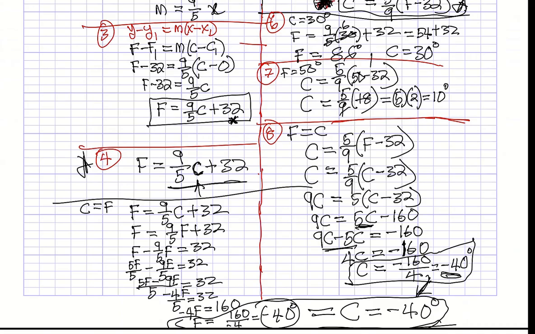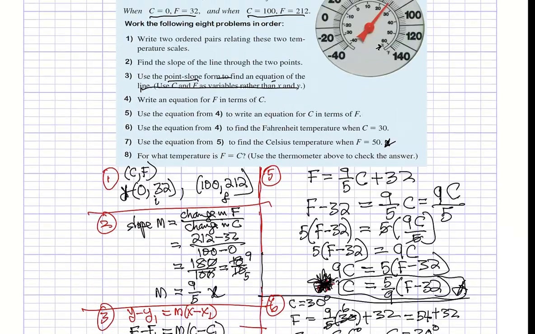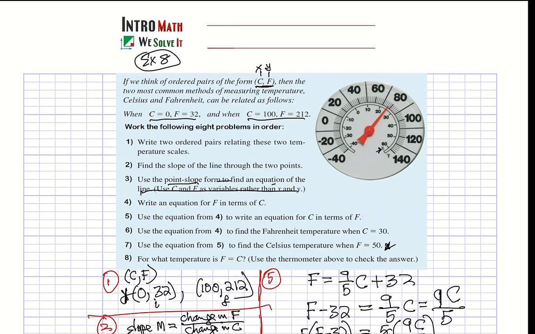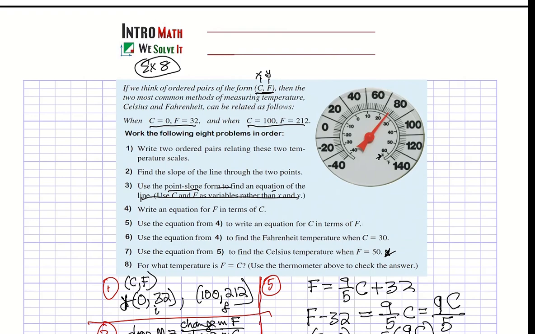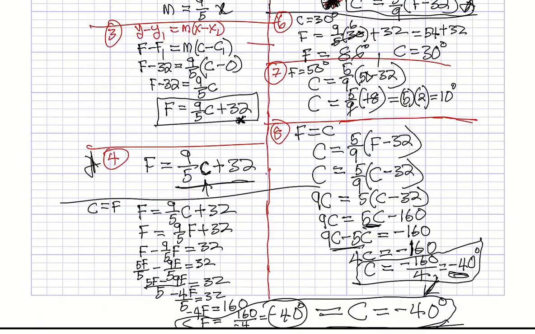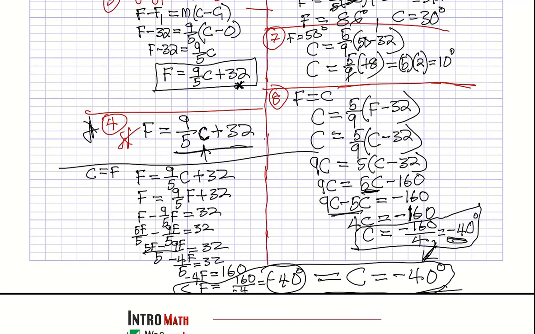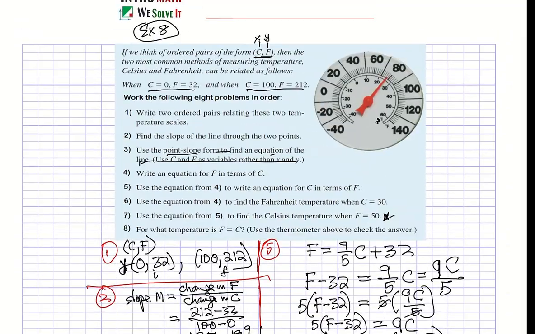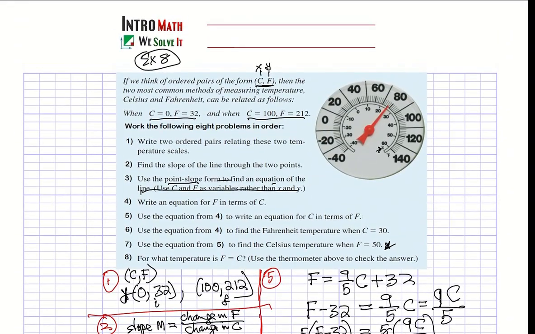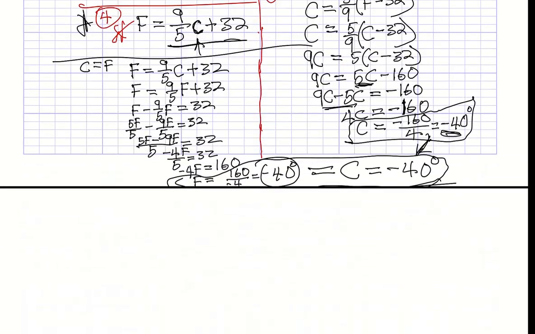Since the problem asks us to compare to the graph, it asks us to use the thermometer above to check the answer. Actually, see, right there, we're right. I did it using two equations, and we got minus 40. Look over here, the first scale is minus 40, and the small scale is minus 40. So we did it right. I'm done with that problem.